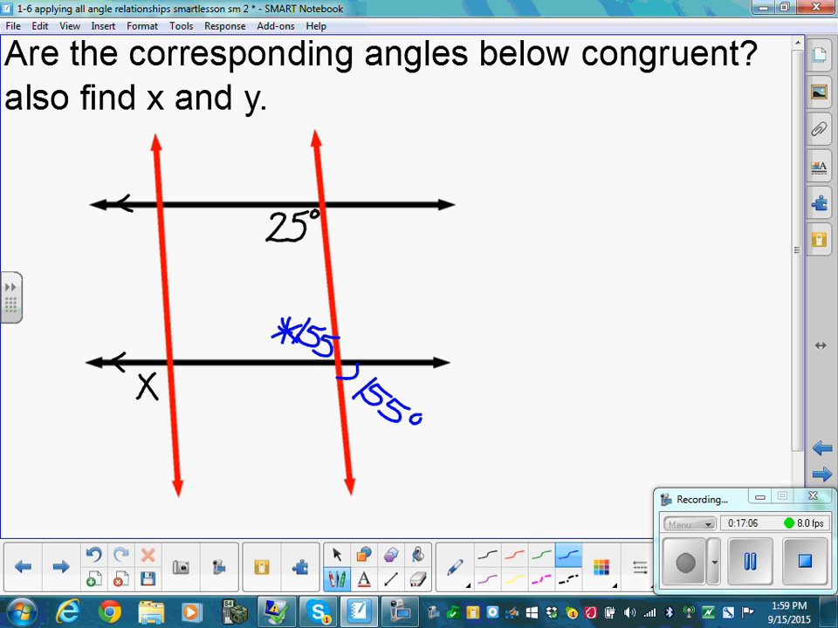Now if this is 25, this is 25, because of vertical angles. Okay, but that means X should be 25? No, wait. This is a different transversal than this. You can't combine them. So that's why we're doing this one.